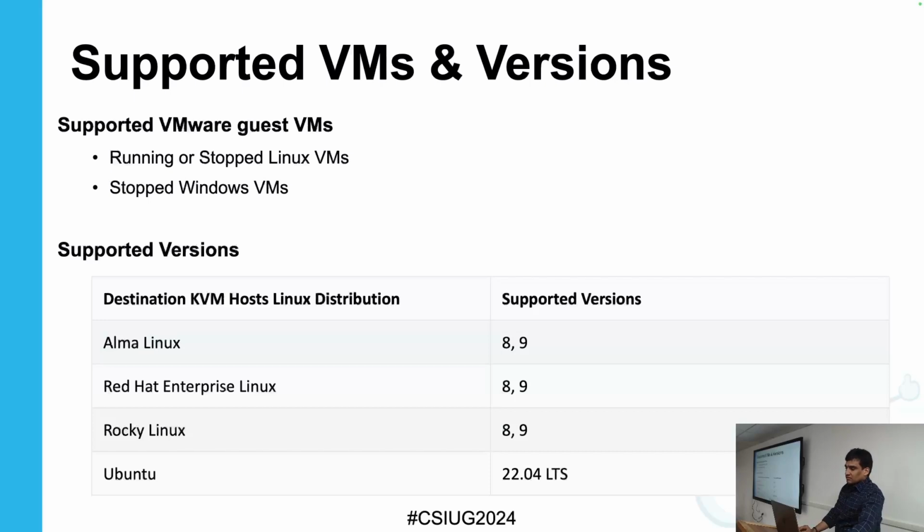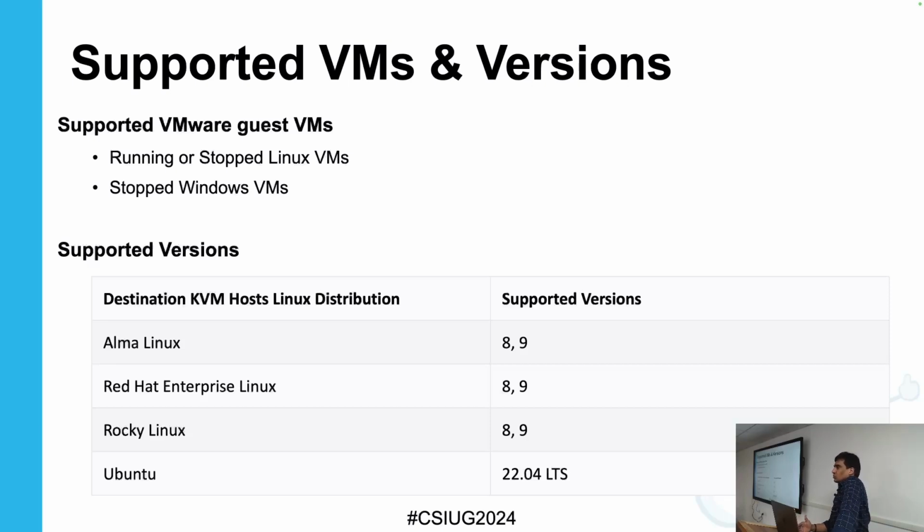So we have tested with a couple of KVM hosts and some guest VMs. This is from our observation. This is the list of supported versions we have listed, and the migration completely depends on virt-v2v binary support. So it is up to the virt-v2v support for the guest OS or the Linux distribution of the KVM host.